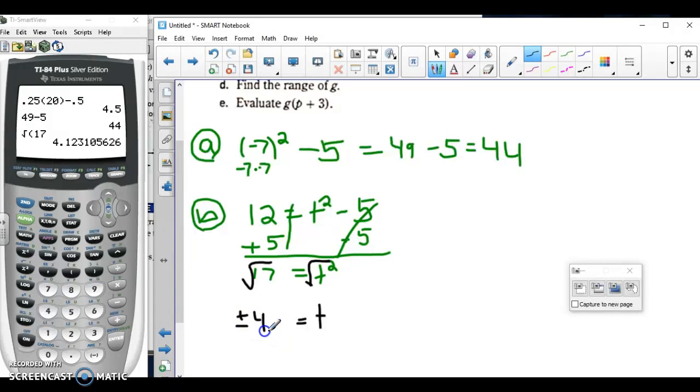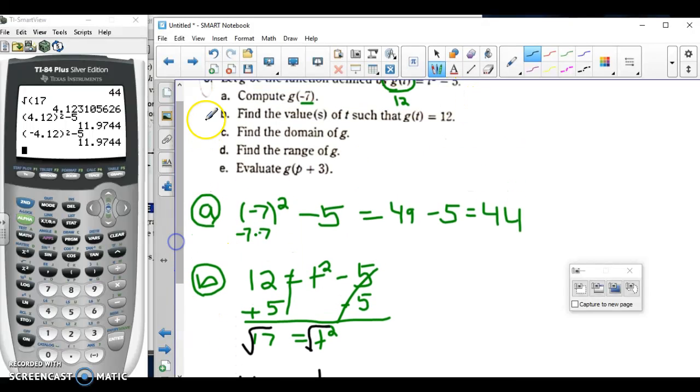So negative 4.12 and positive 4.12. Because if you took this equation and you plugged in 4.12 squared minus 5, you get almost 12. And if you took the opposite of that, negative 4.12 squared minus 5, you also get the same thing. So there's actually 2 solutions here. All right, that's A, that's B.